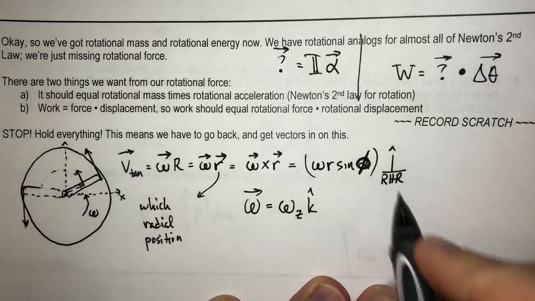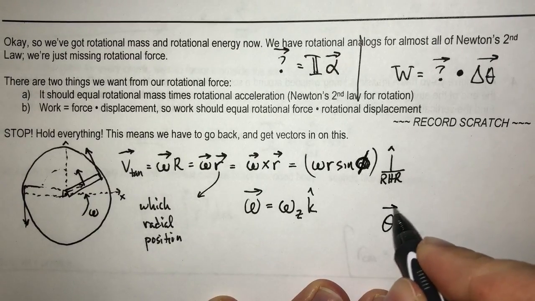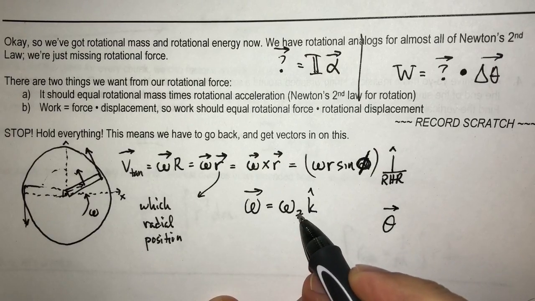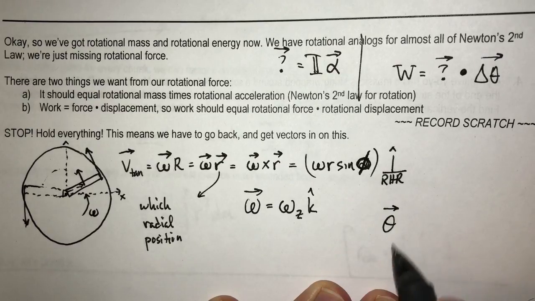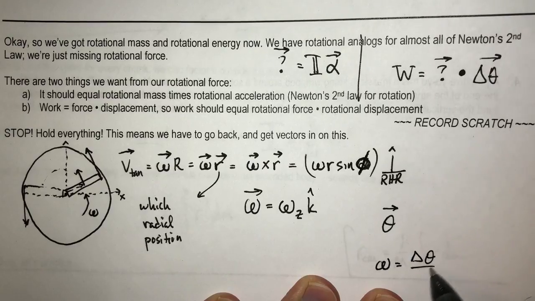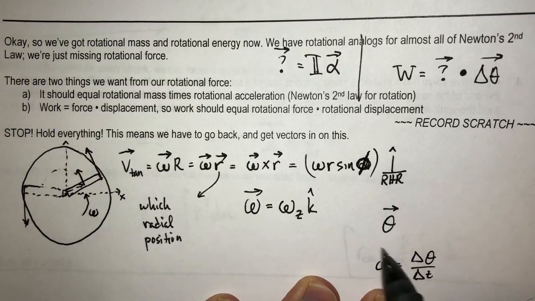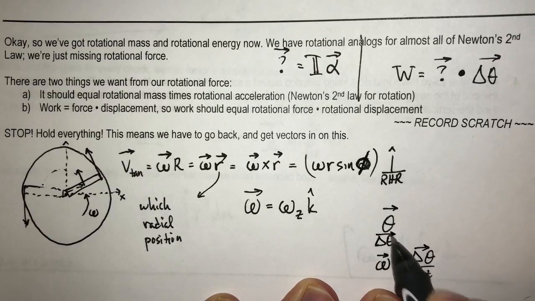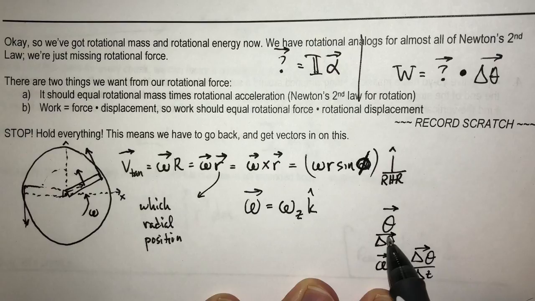Wrapping this up, we can talk about a vector angular position, which again, if omega is going to be in the z direction, now let's work backwards. Omega is delta omega over delta t. And the only way that works in the z direction is if delta omega is also in the z direction. And the only way that works is if omega is in the z direction.